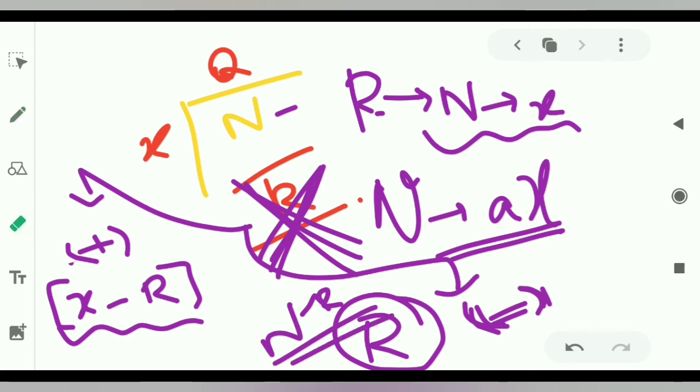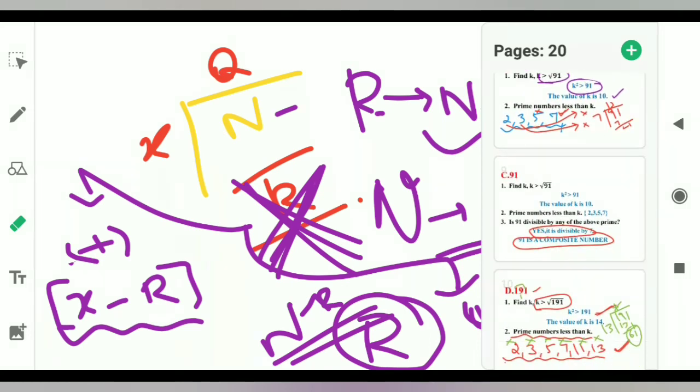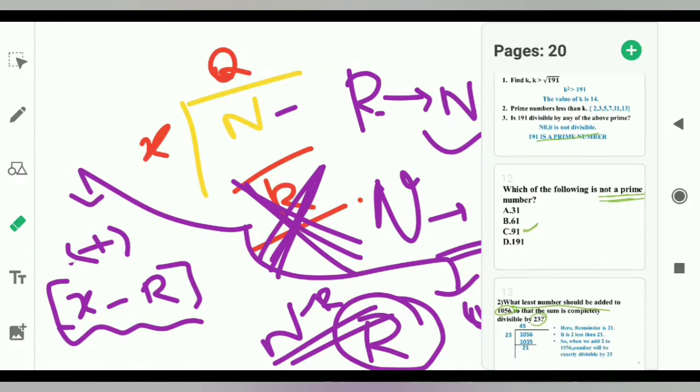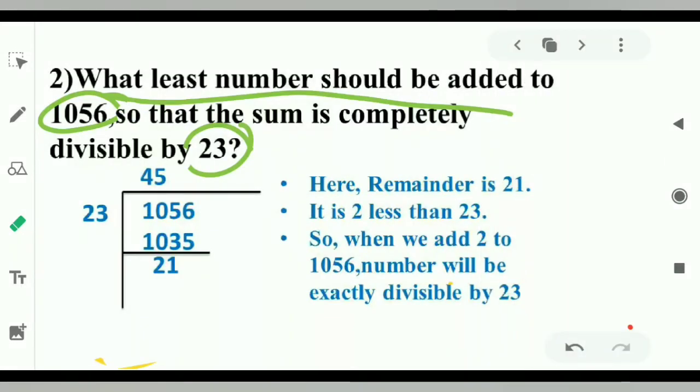Okay, good. Let's go with this example. What least number should be added to 1056 so that the sum is exactly divisible by 23? Here we are getting remainder 21. In the question itself, they have asked what you are going to add, so we are not choosing the way here. The question says we should add something so that 1056 becomes a multiple of 23.